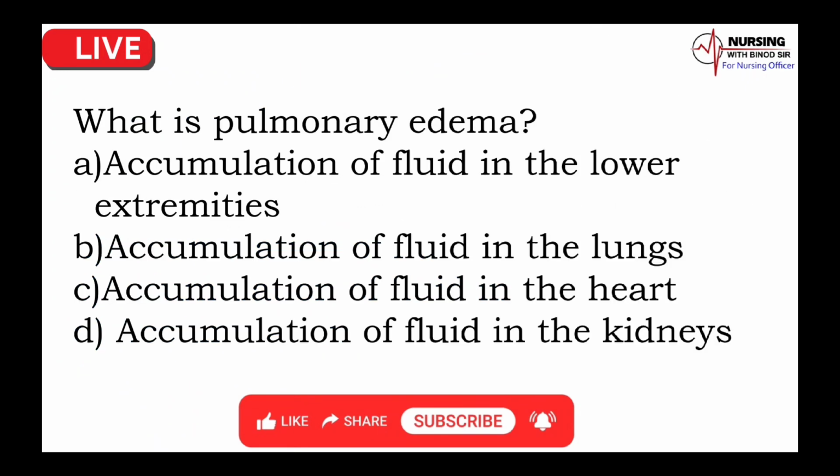What is pulmonary edema? A. Accumulation of fluid in the lower extremities. B. Accumulation of fluid in the lungs. C. Accumulation of fluid in the heart. D. Accumulation of fluid in the kidneys. The correct answer is B option.